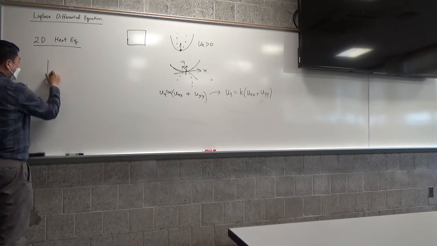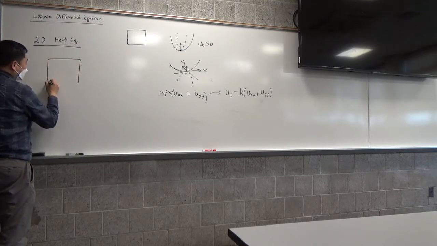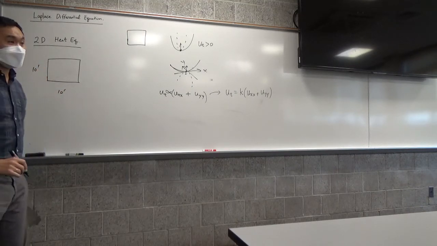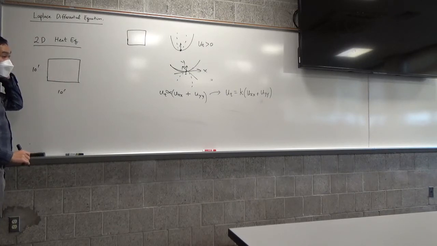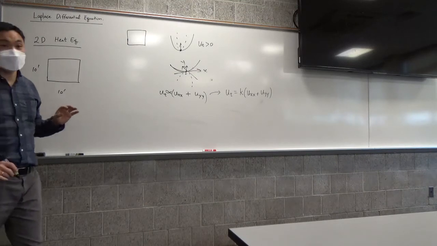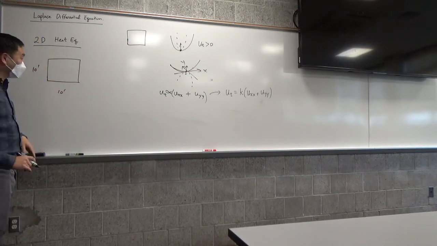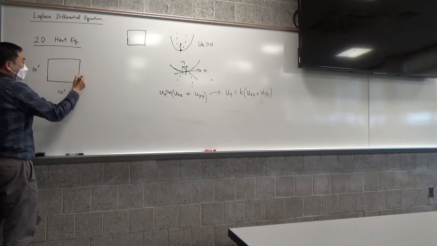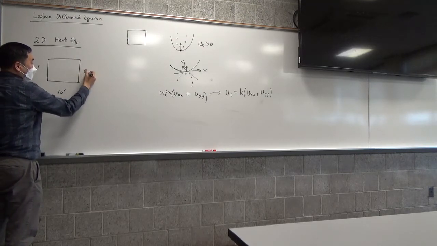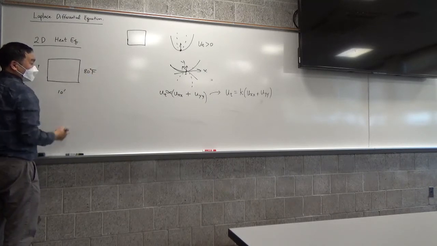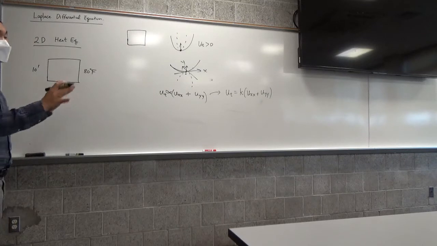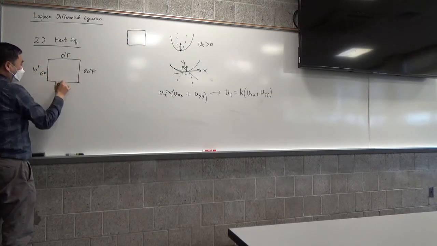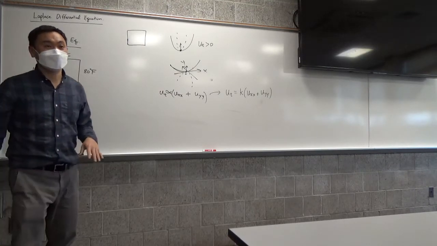Let's think about the following case where you have a 10-foot by 10-foot room, and the ground and the roof are well insulated, so there's no heat loss there. But then on one side, let's say you have a radiator that's kept constant at 80 degrees Fahrenheit right here. Okay? But the outside is really, really cold, and outside is 0 degrees Fahrenheit. 0 degrees. Which means very cold, right? It's very, very cold.